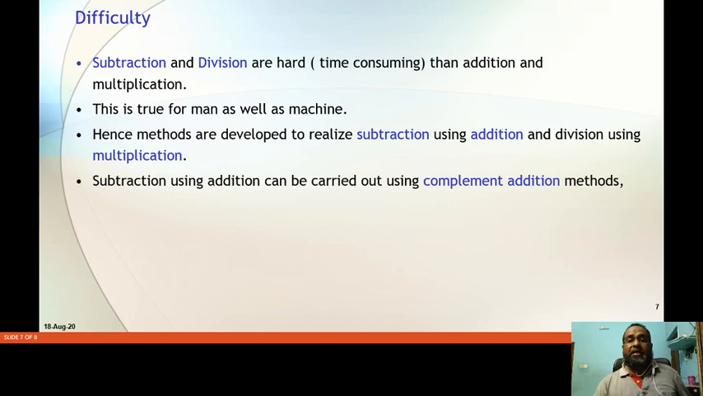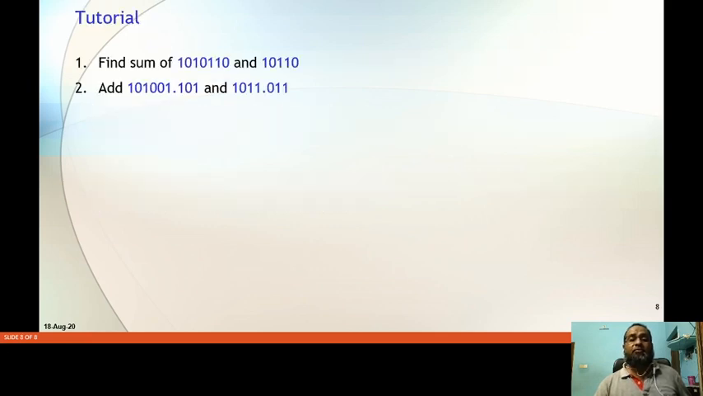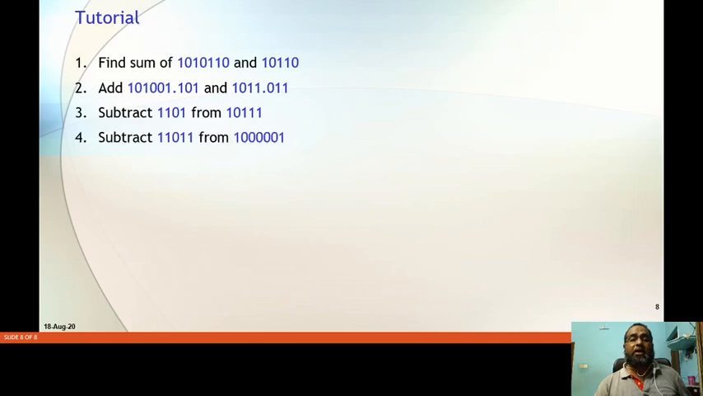So, we will be studying subtraction by addition using a method called complementary addition in the coming class. These are the tutorial questions for today. Please do them and submit the results. Thank you.